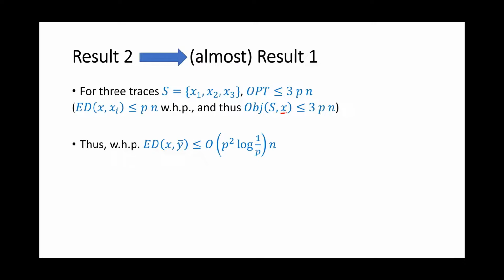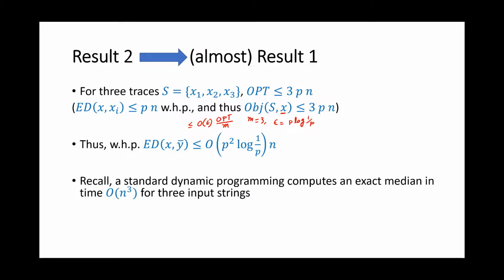Now just replace that quantity. Recall that in our result 2, we have shown that the edit distance between x and y bar has to be of order epsilon times opt by m. Now here m is 3, and epsilon is some constant times p log 1 over p. So then we get this result. And now this y bar is a 1 plus epsilon approximate median. Now if you can get an exact median, then obviously this bound will also hold.